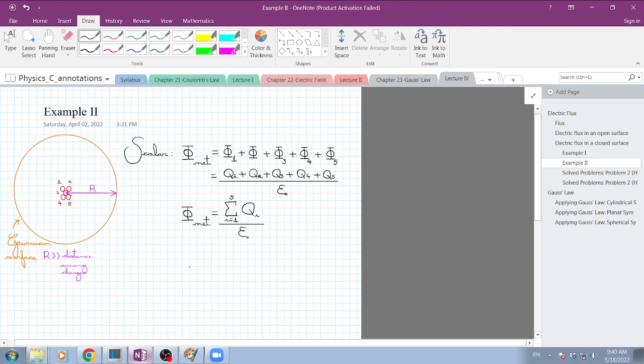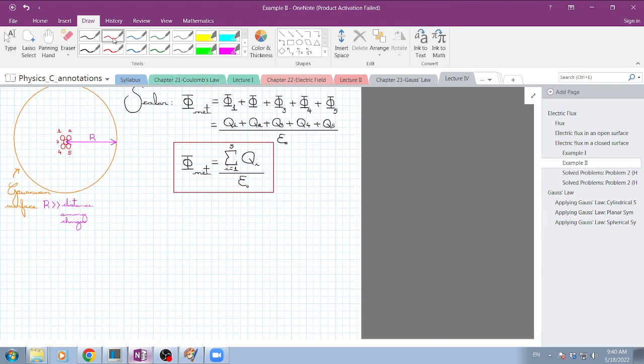Okay, what we see here is that if you want to calculate the flux, all you have to do is sum up all the charges that are enclosed inside that particular surface, which we call the Gaussian surface. That's a very remarkable result. Very, very remarkable result. Another comment here: if this summation of all these charges is neutral, this is zero. So that means you have no flux. Flux is zero. Very interesting.